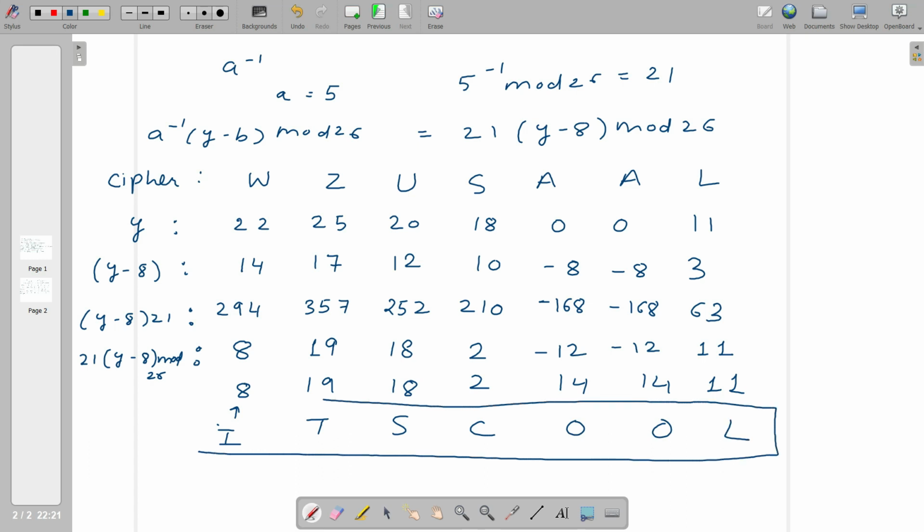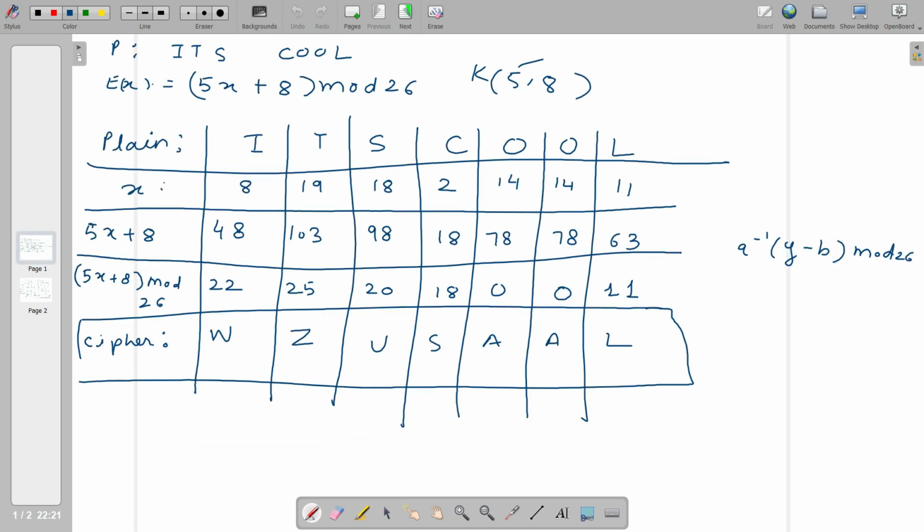This is how we are going to encrypt and decrypt the affine cipher. So encryption and decryption of the affine cipher is a bit easy, but if you compare it with the Caesar cipher or shift cipher, the classical substitution technique, it's a bit complicated, but again the cipher is breakable. We can definitely break it.